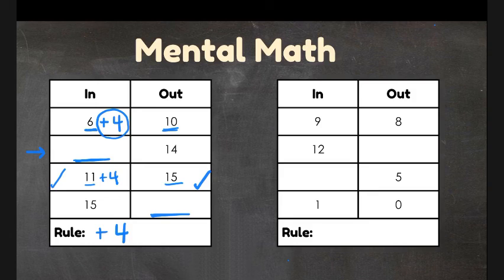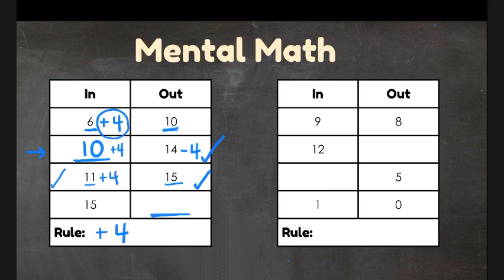So I need to do the inverse, or the opposite operation. If I'm adding for my rule, what would be the opposite to undo? I would subtract. So I'm going to do 14 minus 4 in order to figure out what I would put in. 14 minus 4 equals 10. Now let's just check. 10 plus 4, does that equal 14? It does. So that one checks out.